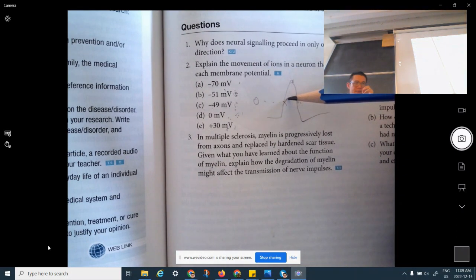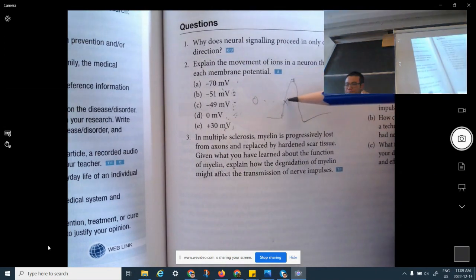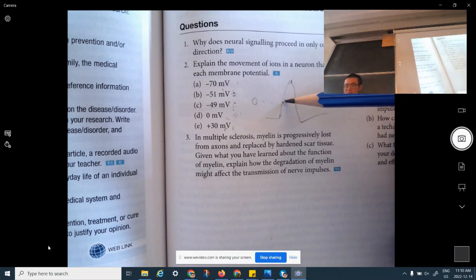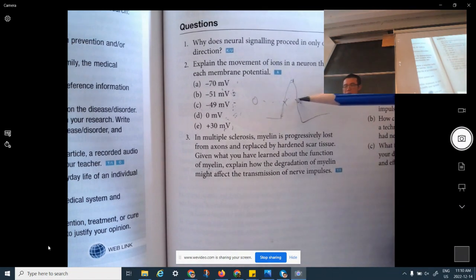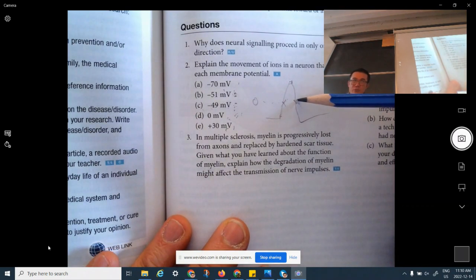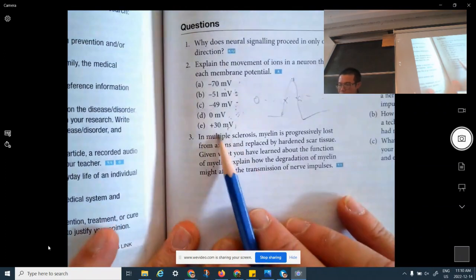What is moving, and how, and where? On its way up, at that 0 millivolts, what is moving and where? Sodium is moving in, sodium gated channels are open. At 0 millivolts on the way down, what is moving where now? Potassium ions are moving out. Excellent. Potassium voltage gated channels are open at that point, so potassium is moving out.